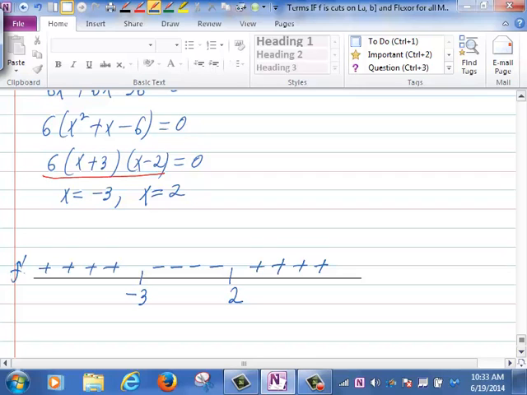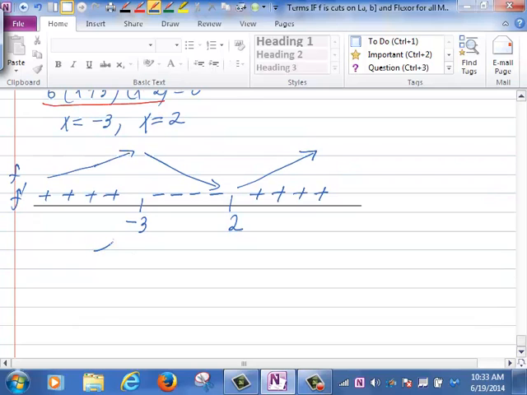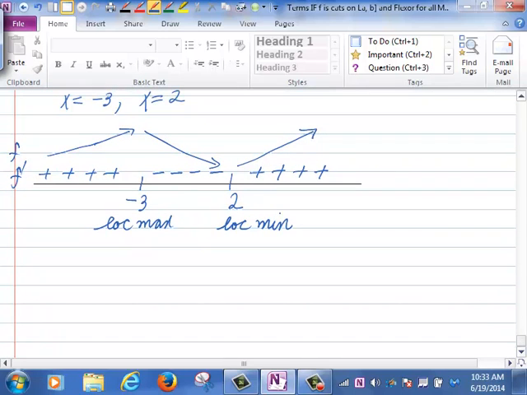So that means my function f, what is happening to the function f then? The function f is increasing here, decreasing here, and increasing here. Are we okay with that? And can you tell me where is the local max, local min? Very good. Local max here, local min at 2. Okay, so that's one part done. Now we find out where the function is concave up and down.